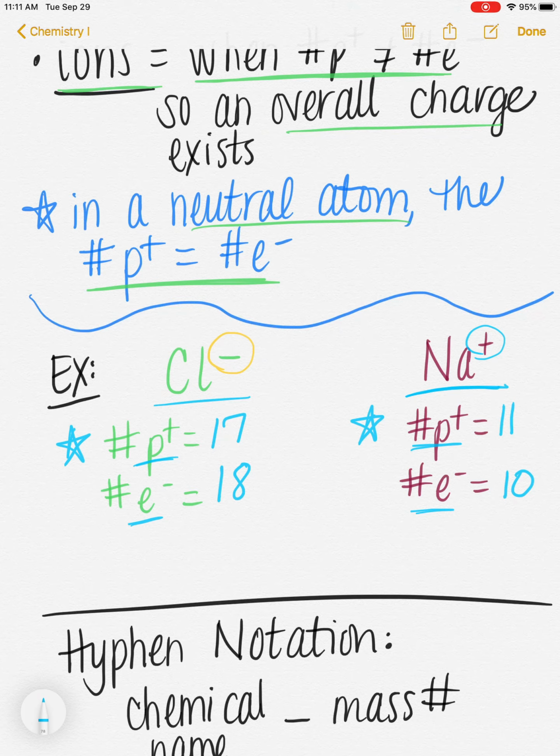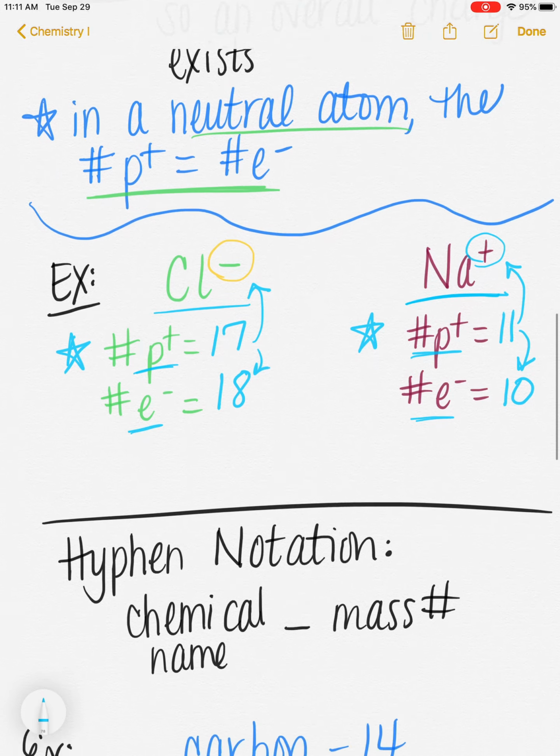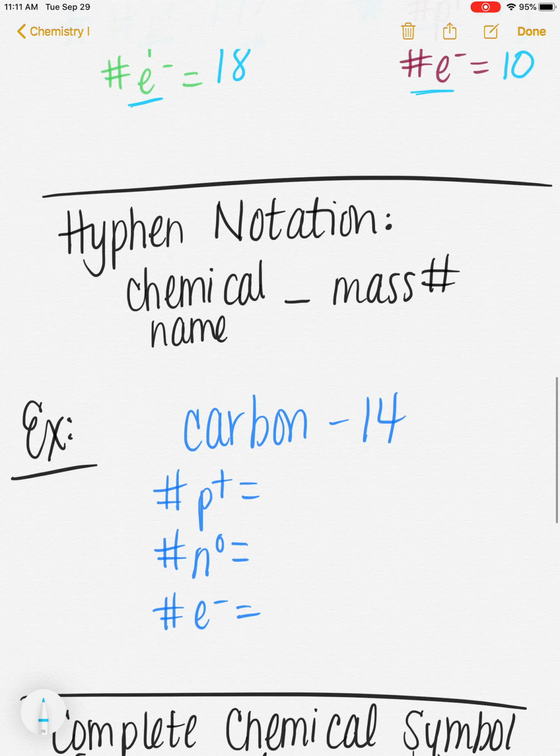Some of you might have noticed that you basically take the number of protons and do the opposite of what the charge is. Like if I knew there were 17 protons and I had a -1 charge, I'm actually going to add 1 electron to tell me that there's 18 electrons. Over here, I started with 11 protons. Since there's a +1 charge, I take 11 minus 1, do the opposite, and that gives me 10 electrons.